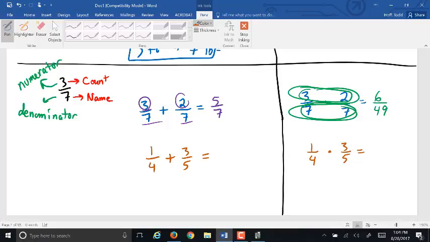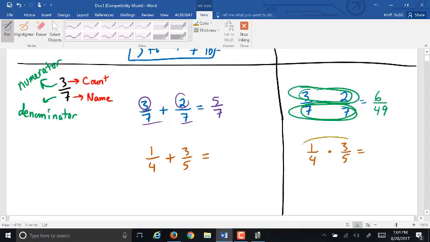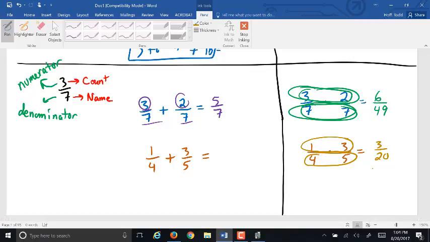When we multiply, however, 1/4 times 3/5, do we need a common denominator to multiply? No, we don't, because when we multiply, we're also going to combine the names. So just like any other number, we combine the counts, 1 times 3 is 3. Then we also combine the names, 4 times 5 is 20. So there are no special rules for fractions. They're the same rules we use for every other number. They just look different because fractions look different.